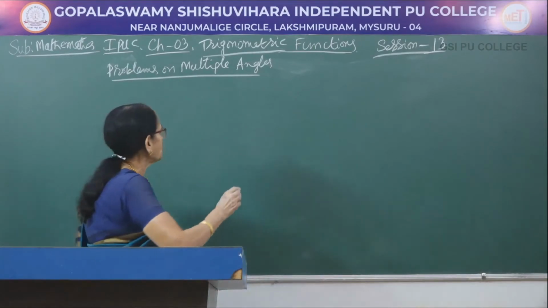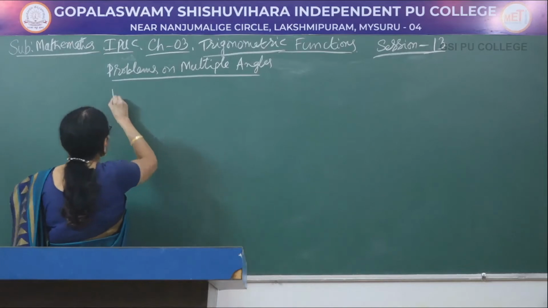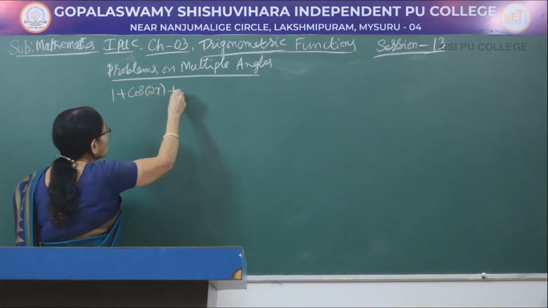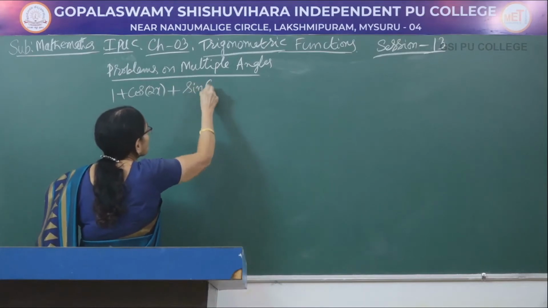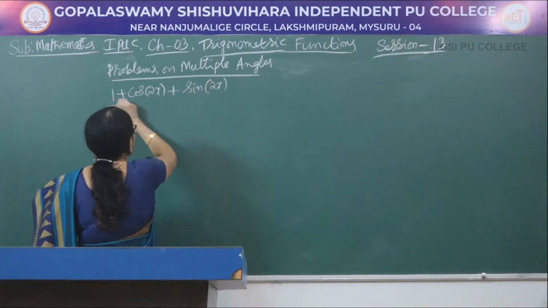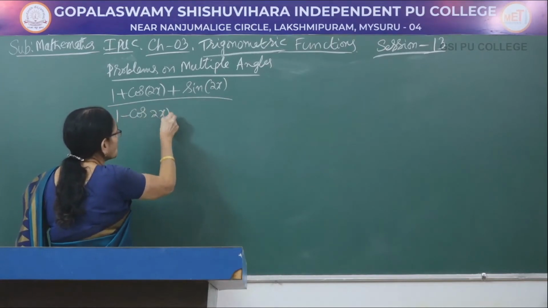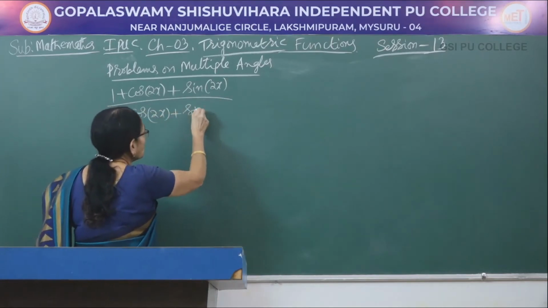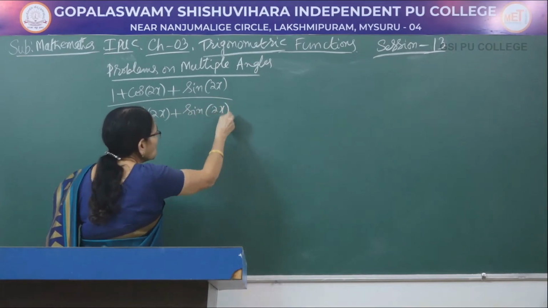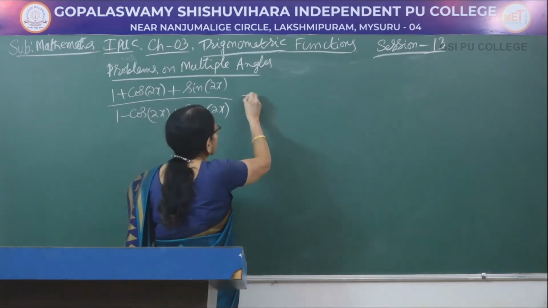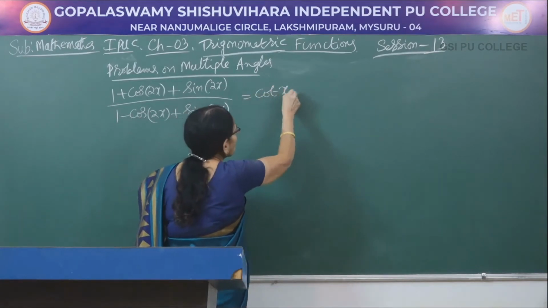The first problem is: you have to prove that (1 plus cos of 2x plus sin of 2x) divided by (1 minus cos of 2x plus sin of 2x) should be equal to cot x.